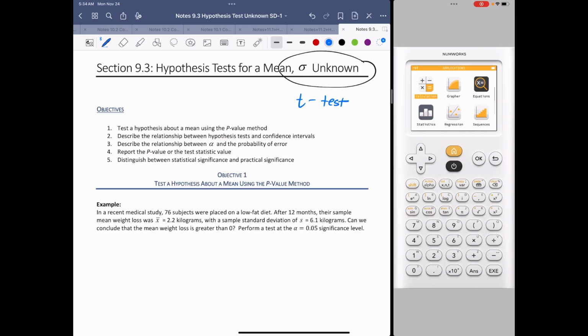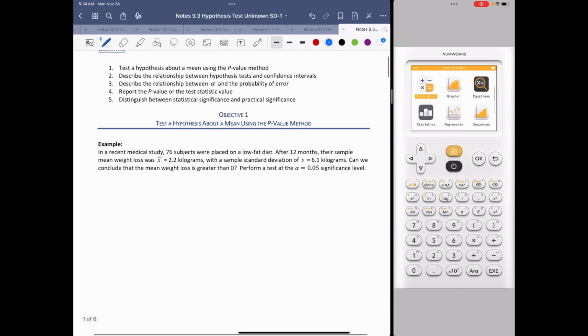In a recent study, 76 subjects were placed on a low-fat diet. After 12 months, their sample mean weight loss was 2.2 kilograms with a sample standard deviation of 6.1. Can we conclude that the mean weight loss is greater than 0? I'm going to do a test at the 0.05 significance level.